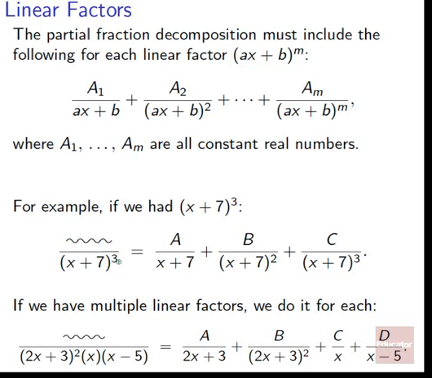If we've got multiple linear factors, we do it for each one of these. So if we've got 2x plus 3 squared, x to the 1, since there's nothing there, x minus 5 to the 1, since there's nothing there, we've got a over 2x plus 3, plus b over 2x plus 3 squared, because remember it was squared to begin with, so it has to have 2 of itself, plus c over x, and there's only to the 1, so there's only going to be 1 of it, plus d over x minus 5. And it's only 1 because there's only 1 of them to begin with. And each one of these a, b, c, d, they're each just constant numbers. We're going to figure them out later on. Don't worry.